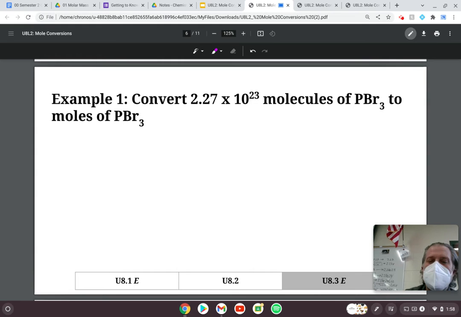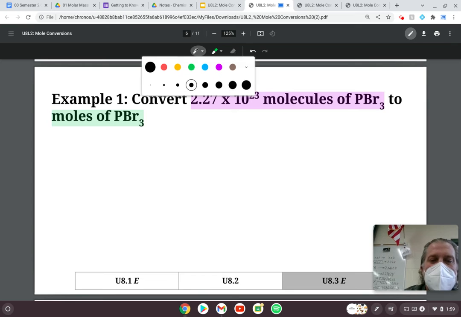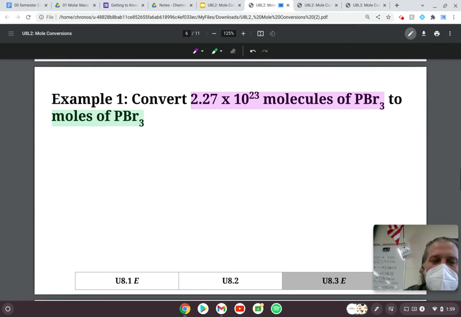In this problem here, I see that I have 2.27 times 10 to the 23rd molecules of PBr3, and the problem is asking me to convert it to moles of PBr3. So what that tells me is I'm going to convert from molecules to moles.